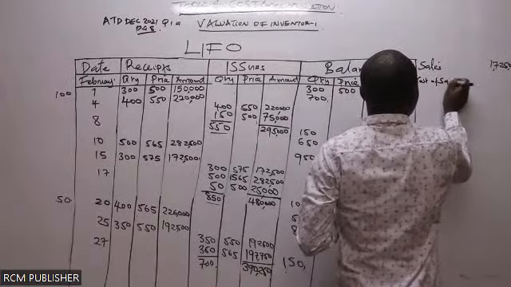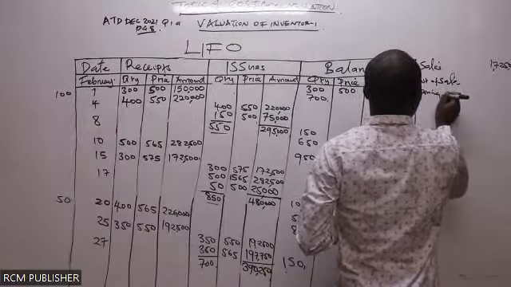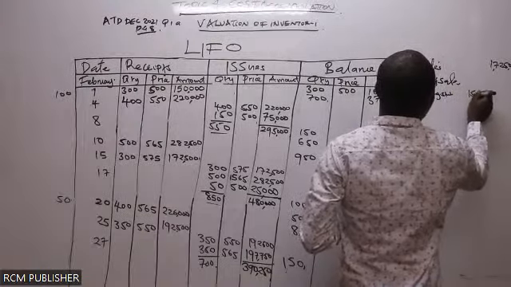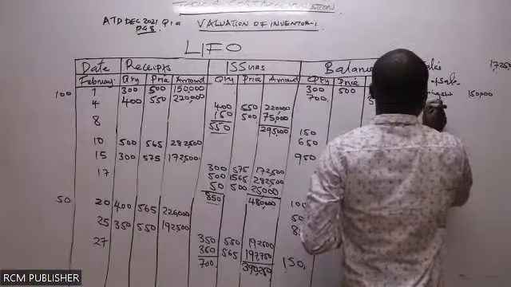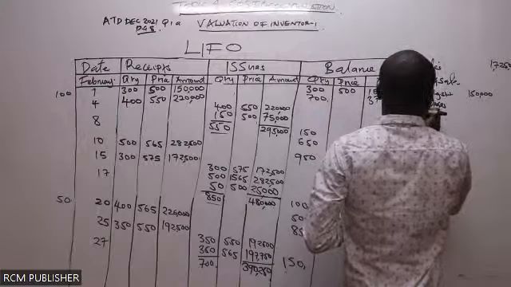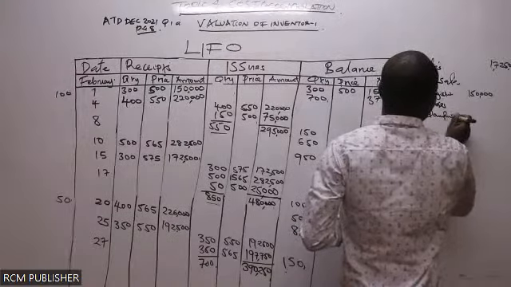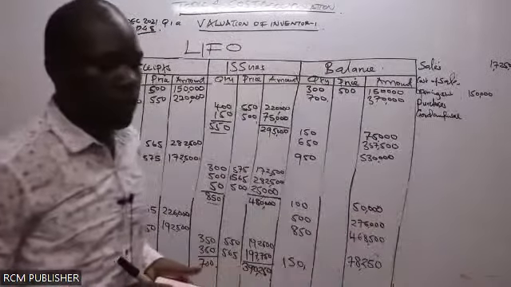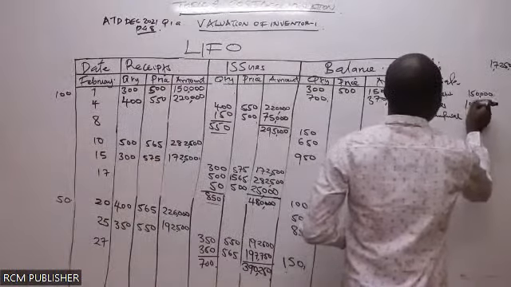Cost of sales, we've said we have opening stock, which we've seen as 150,000. We add purchases. For us to get value of goods available for sale will be opening plus purchases. What is the value of purchases? 1,093,500.